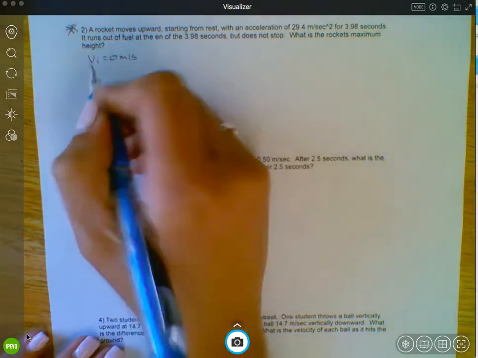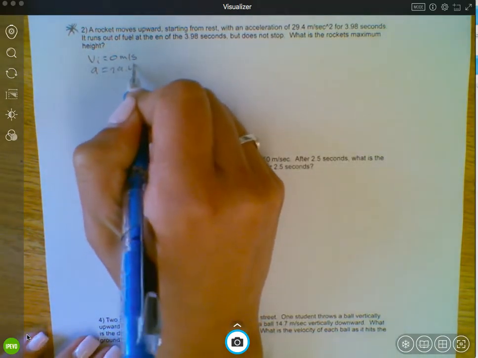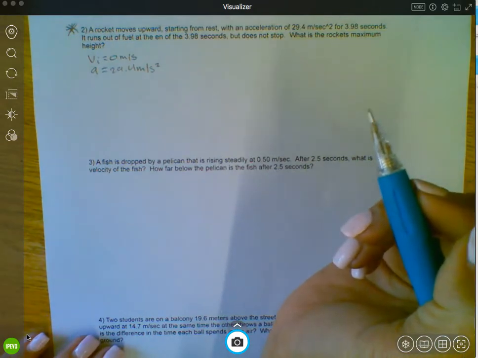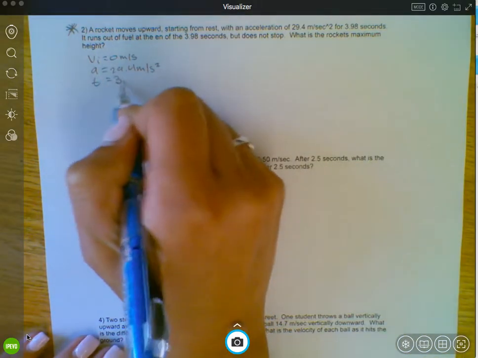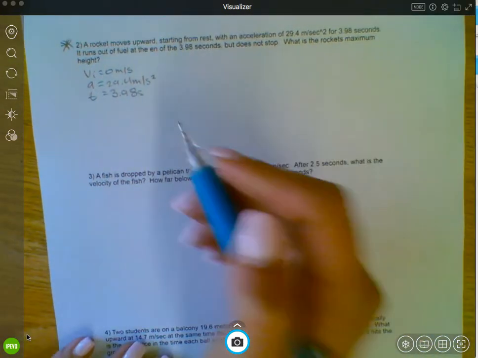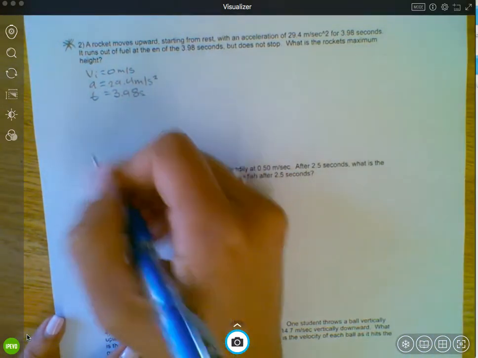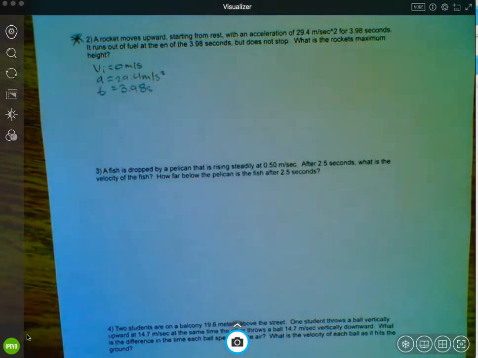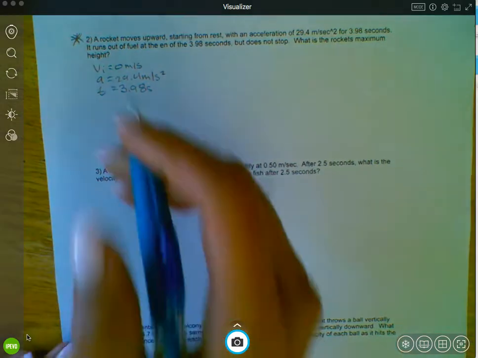It starts from rest with an acceleration of 29.4. Remember, that's because it has some sort of thruster pushing it upward. It does this for 3.98 seconds. It runs out of fuel at the end of the 3.98 seconds, but does not stop. It just keeps cruising upward until the acceleration of gravity brings it back down.